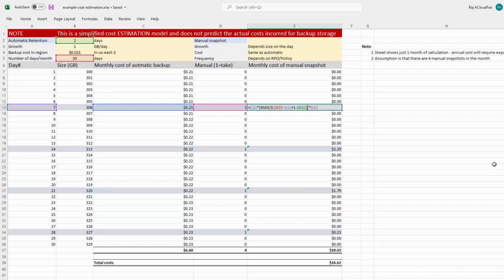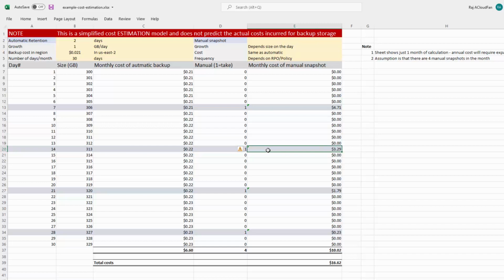GB and the snapshot will incur charges for the remaining days in the month minus the retention period for the cluster. In week 2, the size of the cluster volume is 313 GB, but since the number of days remaining in the month has gone down, the prorated cost of the manual snapshot in week 2 is lower than the cost of snapshot taken in week 1. Week 3 and week 4 calculations are done in the same way.